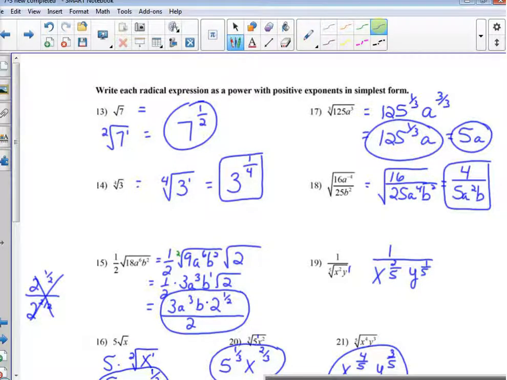Okay, so what I'm going to do here to rationalize this denominator is make it so that the fractional exponents add to 1. So I'm going to multiply by x to the 3/5 and y to the 4/5, both top and bottom.